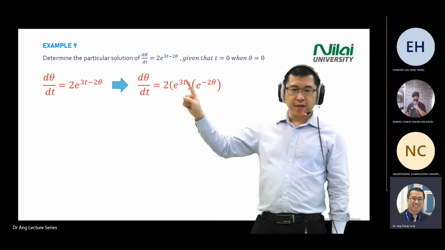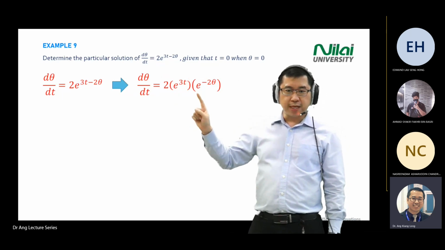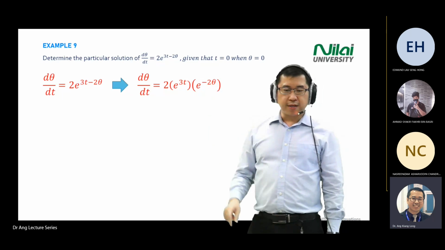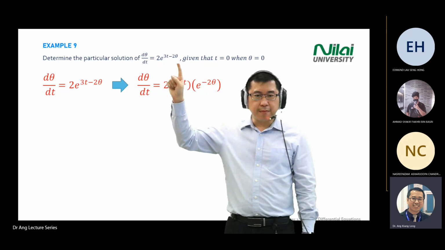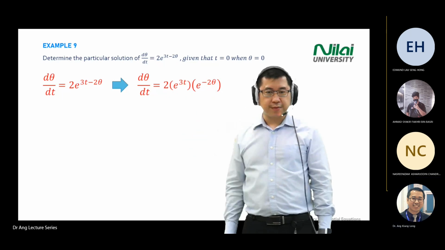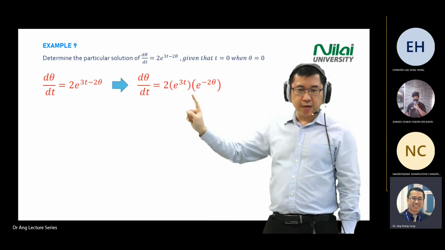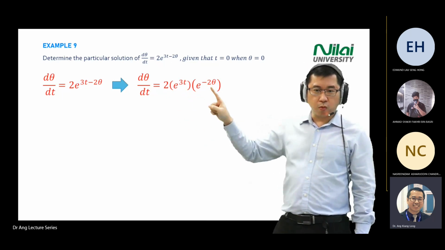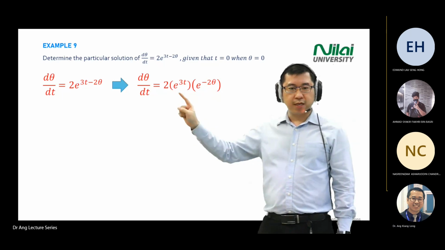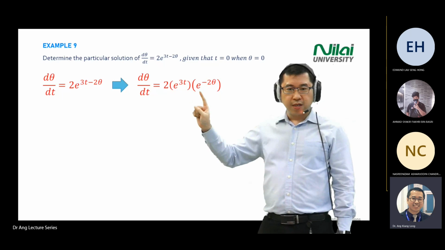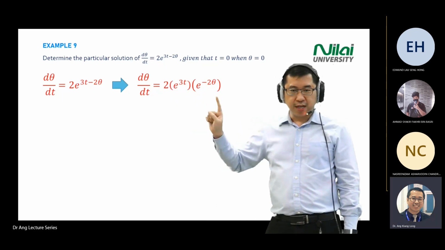Okay, e power 3t multiplied by e power minus 2θ. Basically, the powers add up, so 3t plus minus 2θ, you get this one. Again, if you don't understand this step to this step, go and call your Mathematics 1 lecturer. I expect you to know already. So I'm not going to explain how to get from here to here. Okay, call your Maths 1 lecturer.